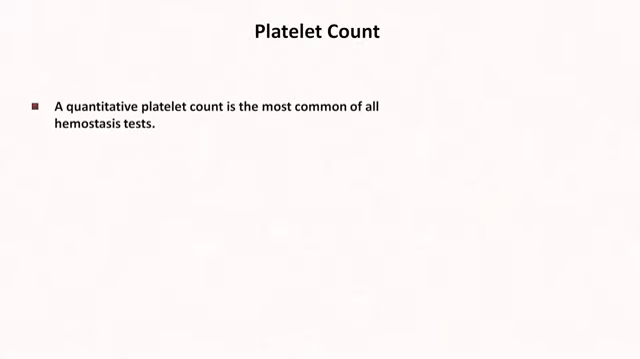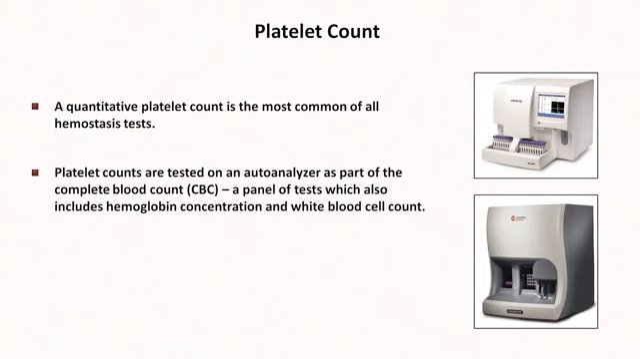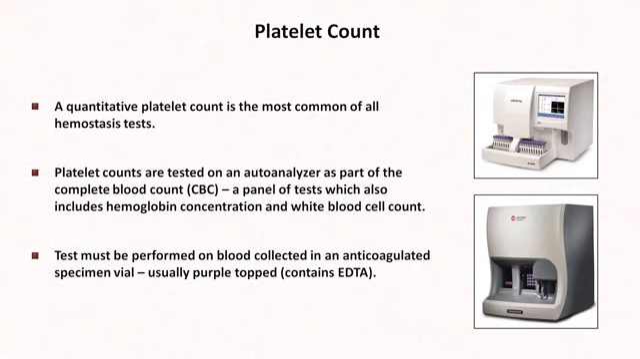The first test to discuss in depth is the platelet count, which is both the most basic and also the most common of all hemostasis tests. Platelet counts are tested on machines called autoanalyzers as part of the complete blood count, which is a broader panel of hematology tests that also includes hemoglobin concentration and white blood cell count. The test must be performed on blood collected in an anticoagulated specimen vial, which is usually purple-topped, indicating that it contains EDTA.